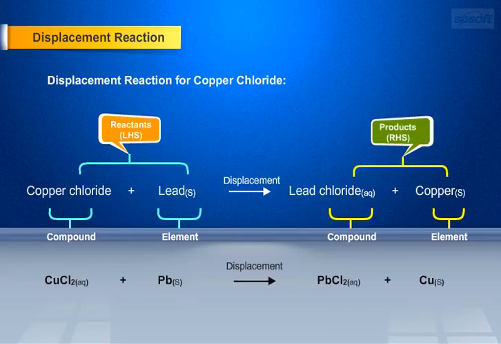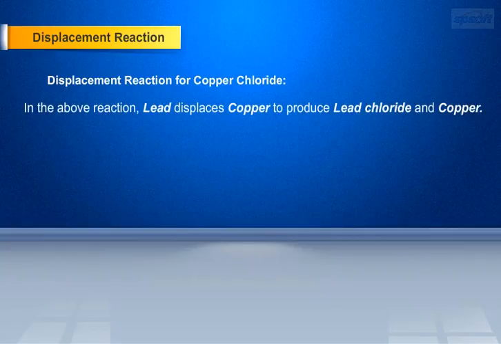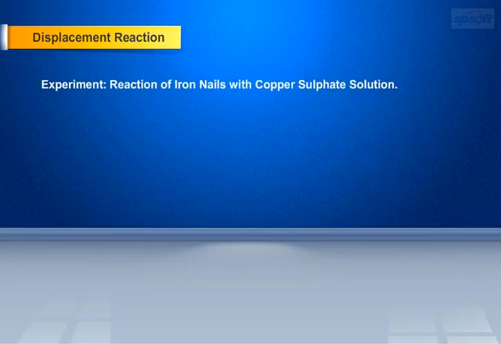The chemical equation is: In this reaction, lead displaces copper to produce lead chloride and copper. Let us do an experiment to understand displacement reaction. The experiment is reaction of iron nails with copper sulfate solution.